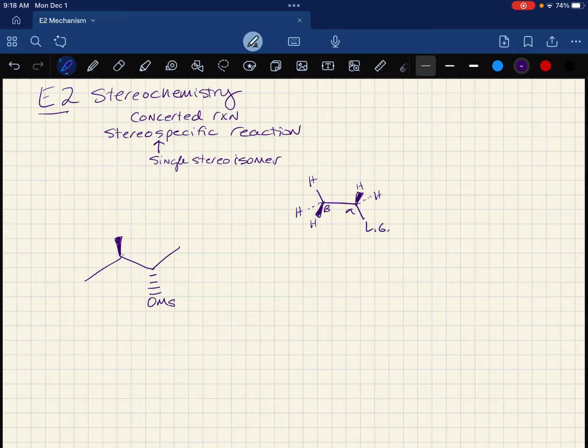But there's a reason I set this up like that with the H and the leaving group. And this is the H that I'm going to take. Notice that these are anti-periplanar. If you want to simplify that, you could just say that they are anti to one another, meaning that they're going to have a 180-degree dihedral angle.